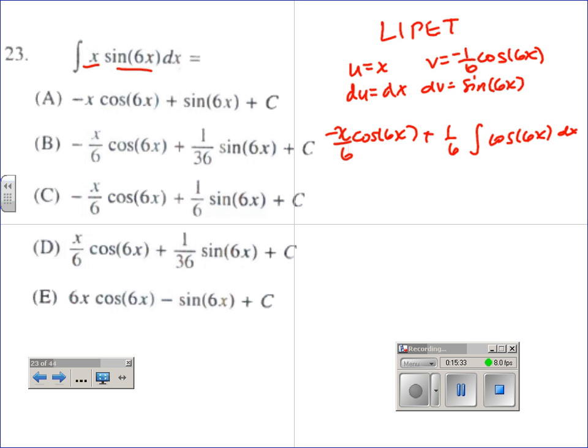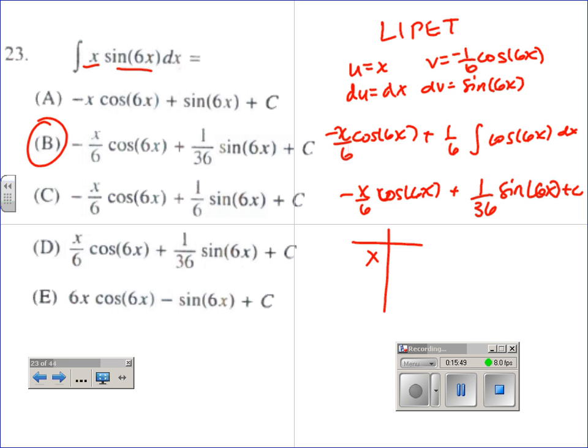And so the antiderivative would be negative x over 6 cosine of 6x plus 1 over 36 sine of 6x, because you have to divide by another 6. You could do the table here because the derivatives go to 0. You can do the table with x, sine of 6x, negative 1/6 cosine of 6x, negative 1/36 sine of 6x, and then it's plus minus, and you would do diagonal.